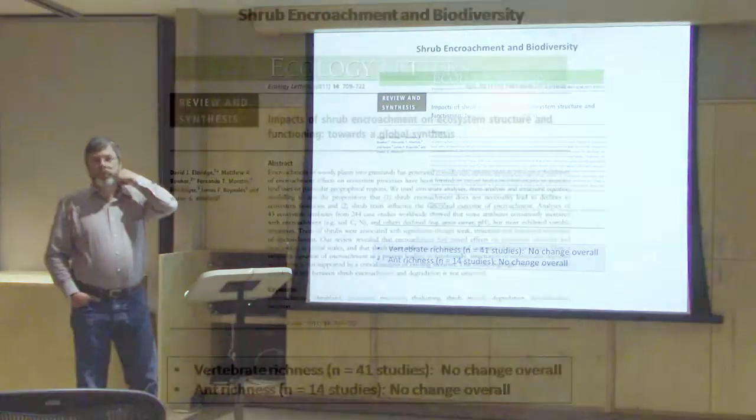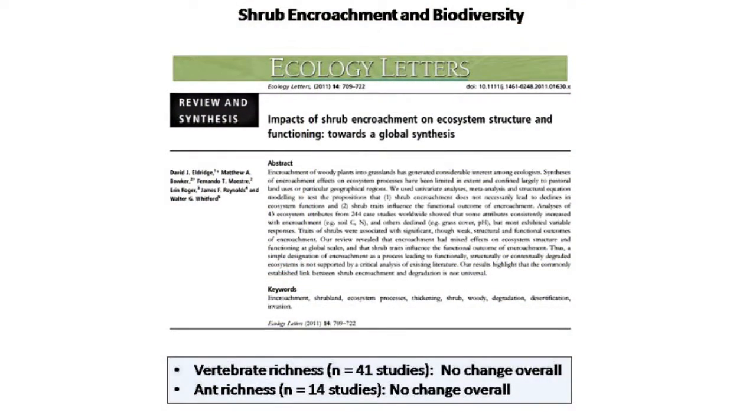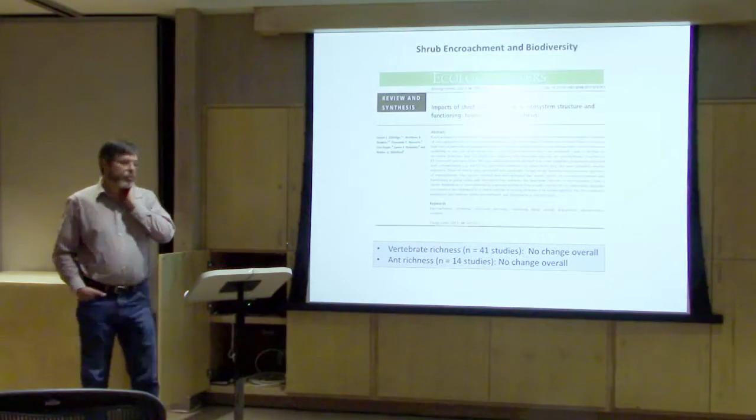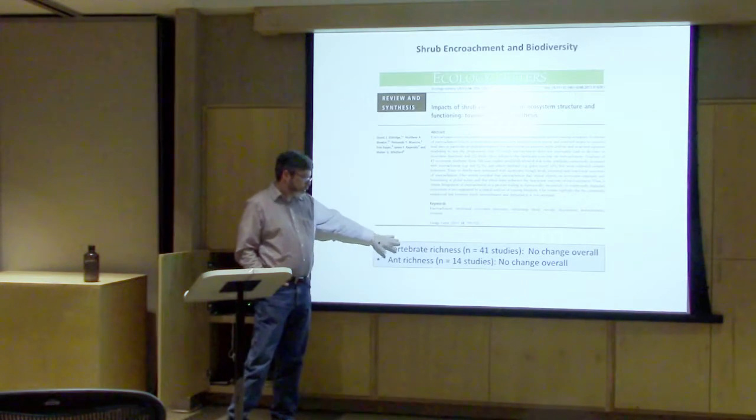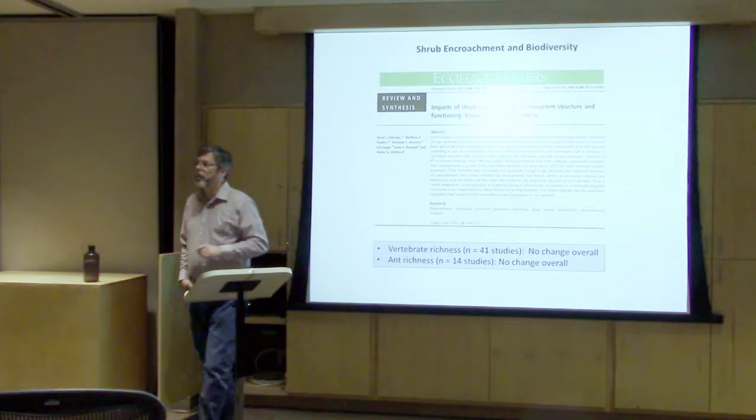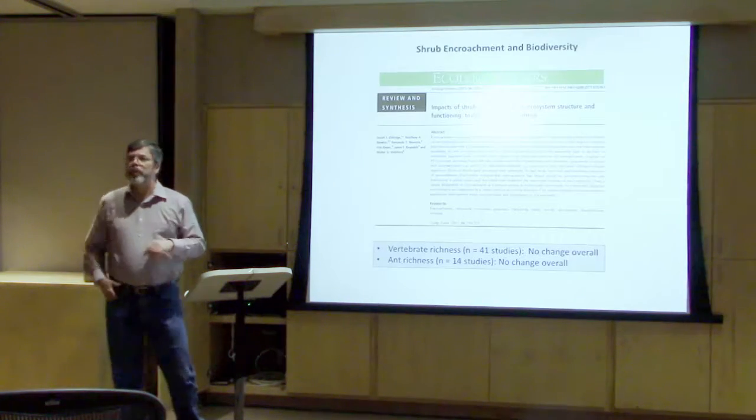We can look at a broader view of this by looking at a meta-analysis that was published a few years ago by Dave Eldridge. Among the variables they looked at were richness for two groups, vertebrates and ants. Across the board, there wasn't any consistent negative effect of shrub encroachment on these groups. And so the particulars of the situation might matter. I will point out that this review and most studies have looked at richness or diversity and asked whether richness or diversity is affected by shrub encroachment.